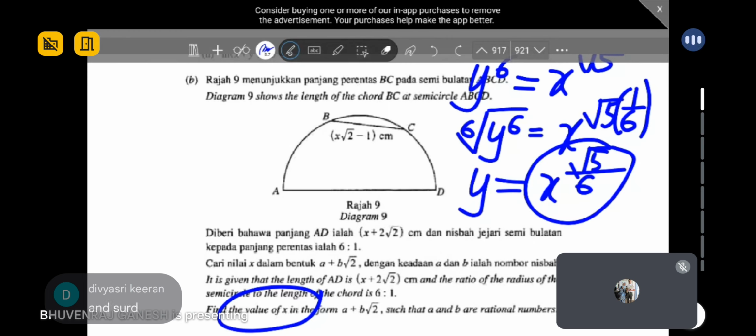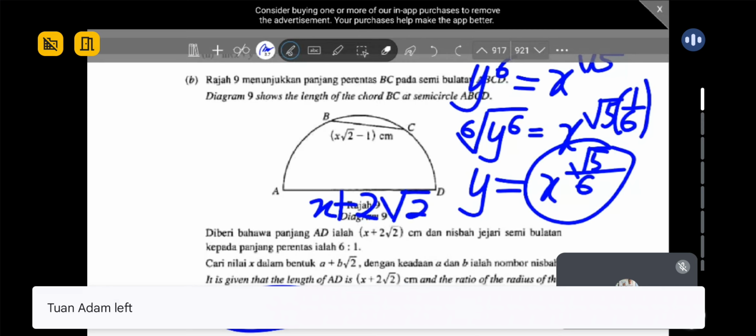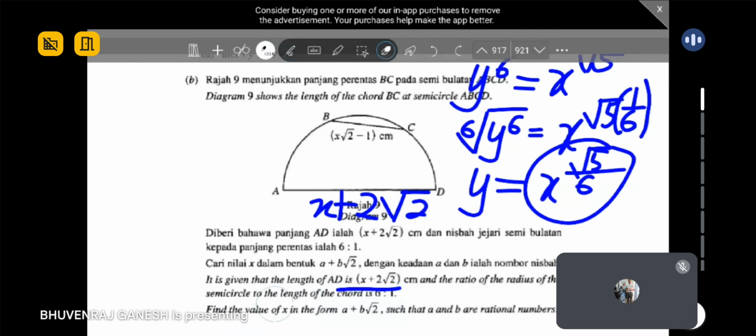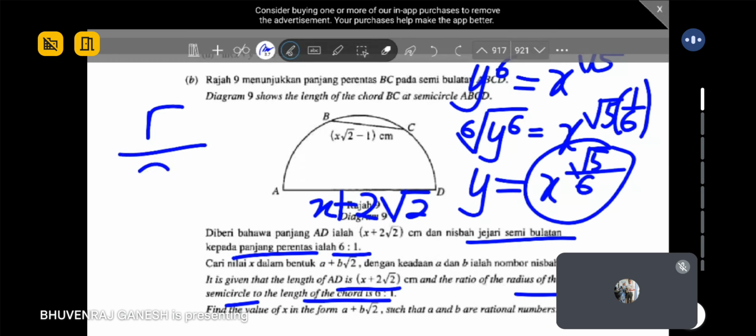So, they say that AD is this one. Okay, so you just label x plus 2 root 2. And then, this information important, guys. Yang ni penting. Nisbah. The ratio of the radius of semicircle to chord, 6 to 1. Jejari kepada perentas, 6 kepada 1. So, guys, AD is your chord. Am I right? So you can take the radius divide chord equal to 6 over 1.